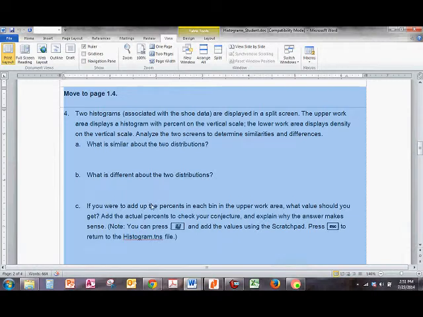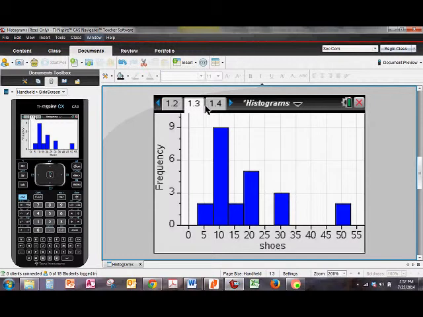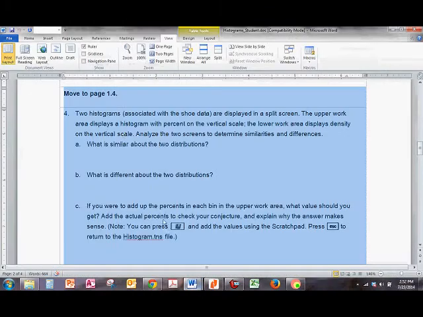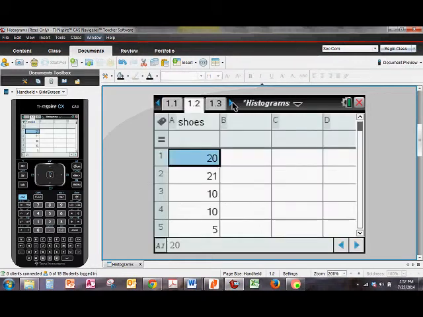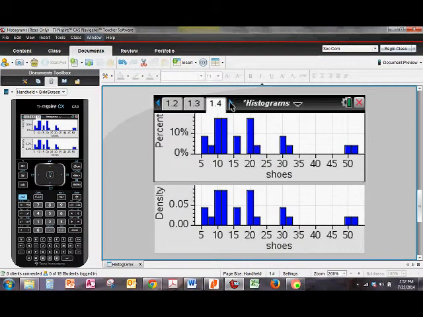Here we are, Unit 1, Activity 2, Question 4. The direction says to move to page 1.4, and so we were here in 1.3, and I want to show you something actually. What you might have seen is this, 1.1, 1.2, 1.3, and you might be wondering how to go to slide 1.4. And you simply click on this blue arrow here, and keep clicking over until you get to 1.4. So there we are.